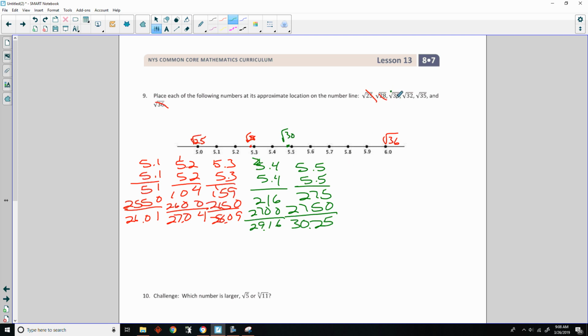Done. Okay, moving along, 5.6 times 5.6. That gives 31.36, so it's going to be more than 5.6. And then we're going to do 5.7 squared.